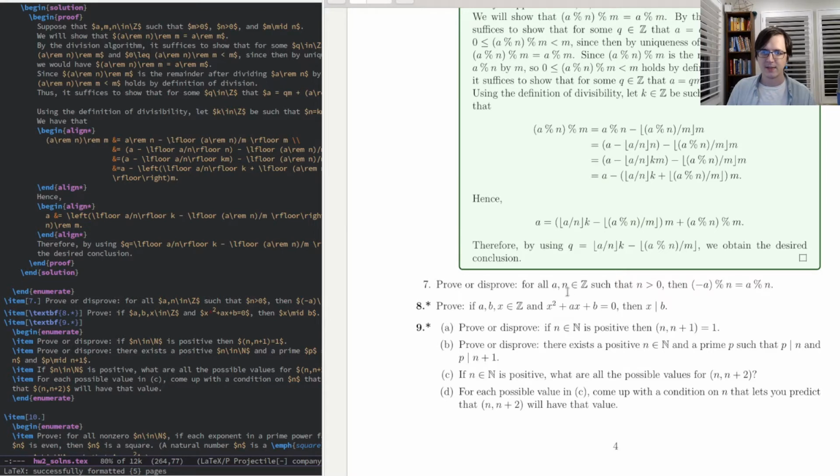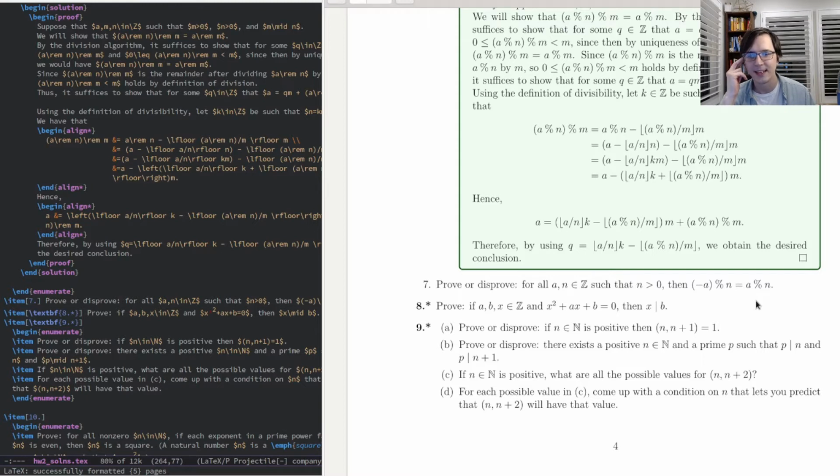Prove or disprove. For all a and n in the integers such that n is positive, then minus a mod n is a mod n. So let's come up with some examples. What if a is 1 and n is 2? Then that's minus 1 mod 2, and minus 1 mod 2 ends up being 1. And 1 mod 2 is 1. Well, it's true for that. What about 0 for a? Minus 0 mod n, whatever n is, is 0. And that's 0, so I guess that works.